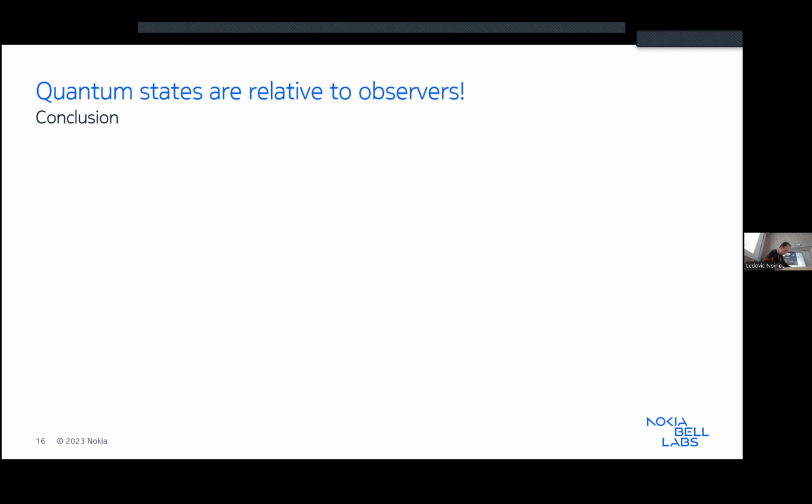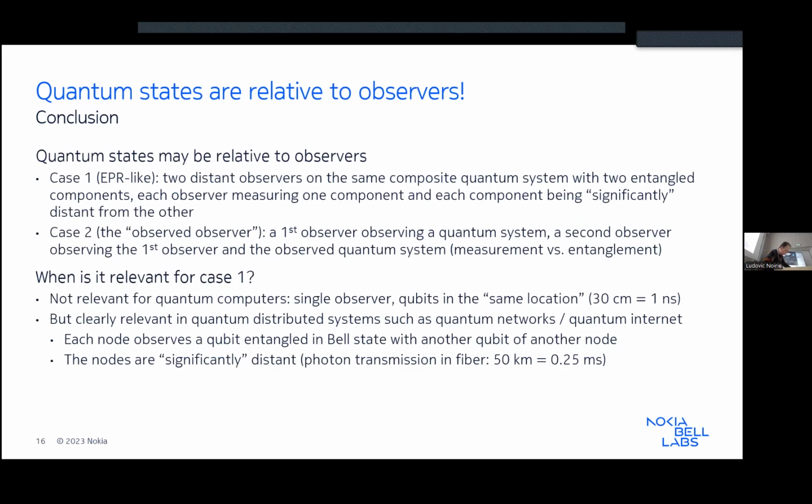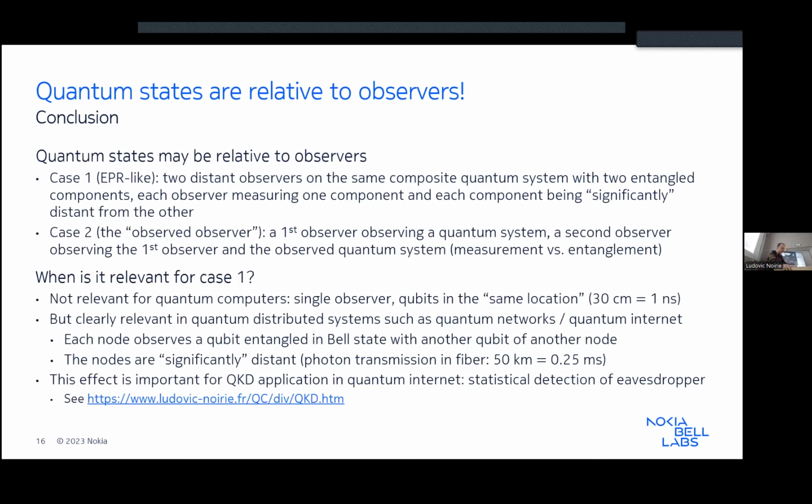I will skip that. The most important is the conclusion. The second case, the observer observed, is about the Schrödinger cat experiment, and I did not have time to show it, but it is in the slide. Case one is the one I talked about in this presentation today. It is a pair-like situation, when you have two distant observers measuring the same composite system with two components that are also distant, each observer observing one component. In that case, you can have states that are dependent on the observer.